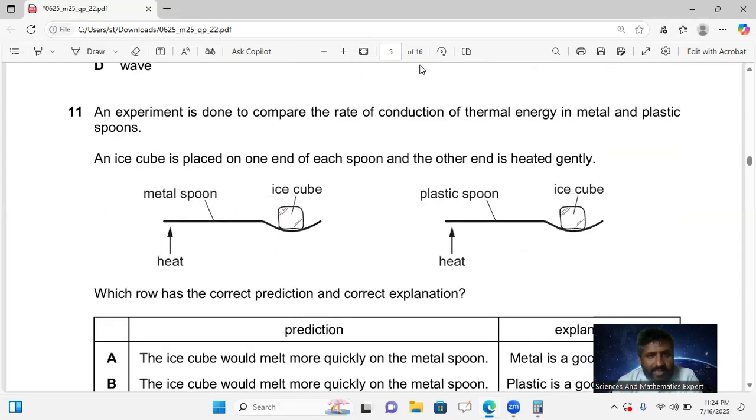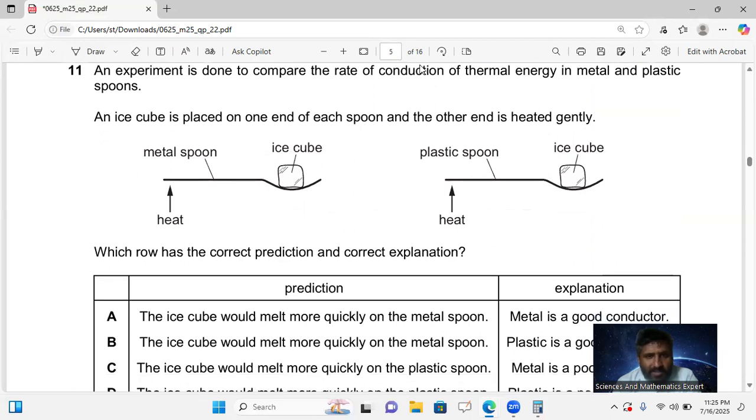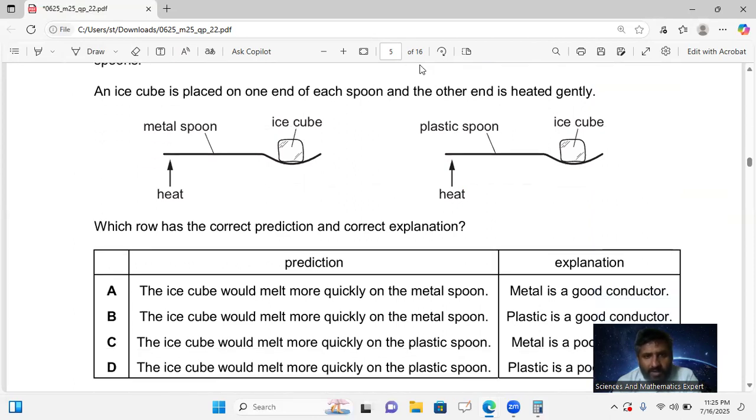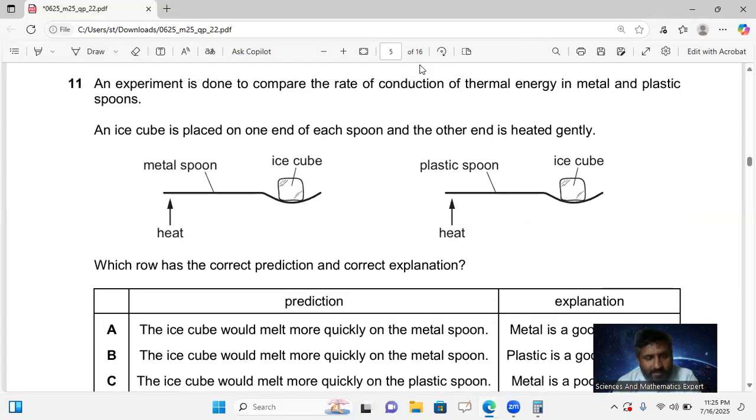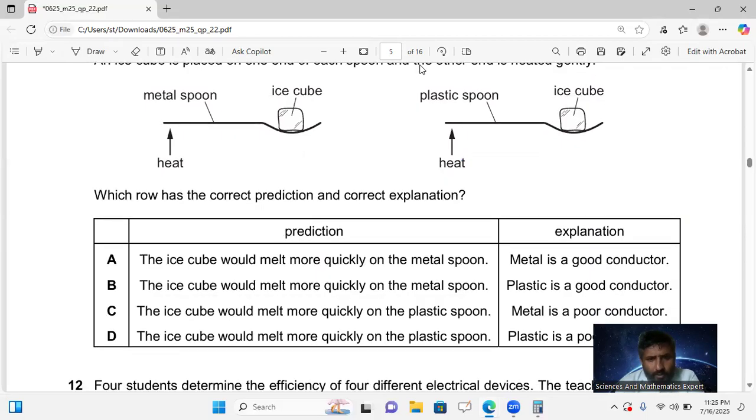An experiment is done to compare the rate of conduction of thermal energy in metal and plastic spoons. An ice cube is placed on one end of each spoon and the other side is heated. Okay, heat, plastic spoon and metal spoon. The metal spoon is going to melt the ice first. So we can say the ice cube would melt quickly on the metal spoon, and metal is a good conductor. That is a good option.